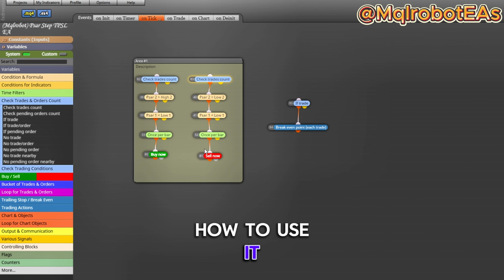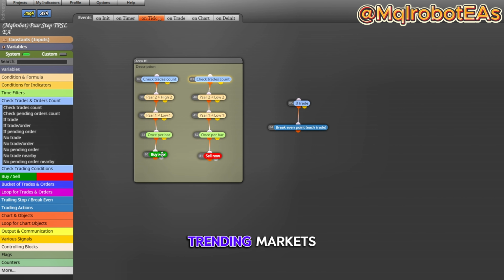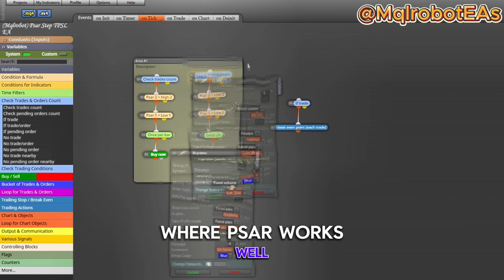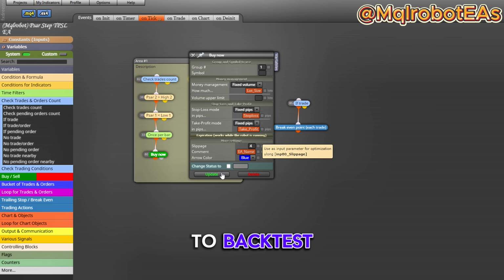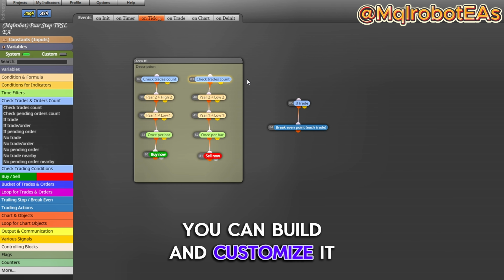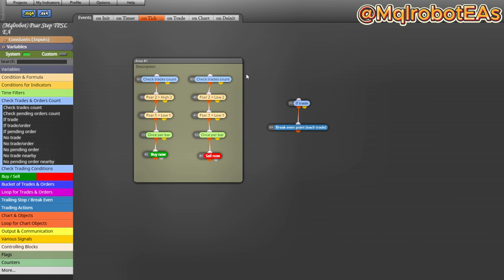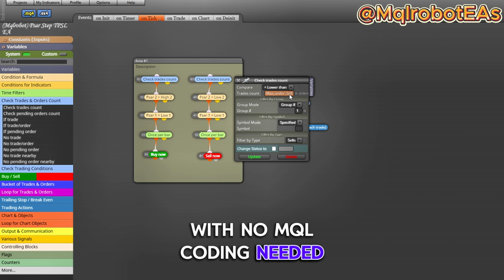How to use it. This EA is best suited for trending markets, where PSAR works well. It is simple, lightweight, and easy to backtest. You can build and customize it entirely in FXDreema, with no MQL coding needed.